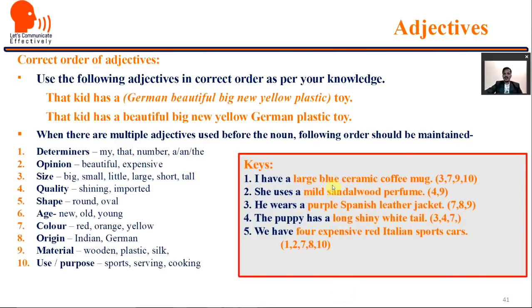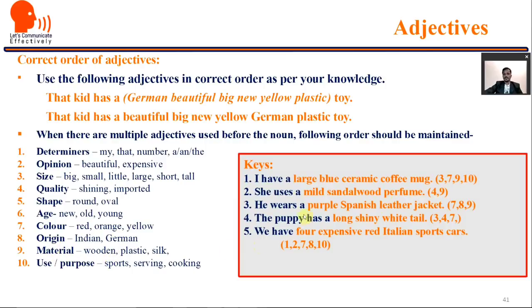I have a large blue ceramic coffee mug. The sequence is mentioned here, you can check. She uses a mild sandalwood perfume. We should not rearrange them. Like, she uses a sandalwood mild perfume? No, mild sandalwood perfume, because mild is quality, and sandalwood is the material.